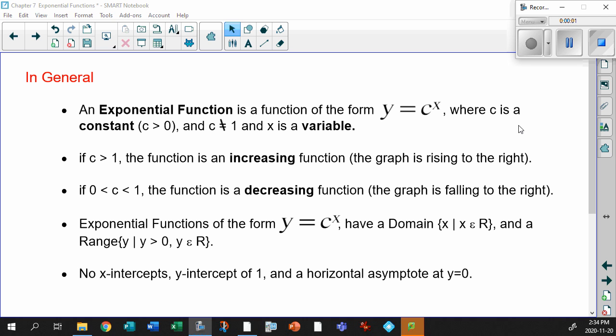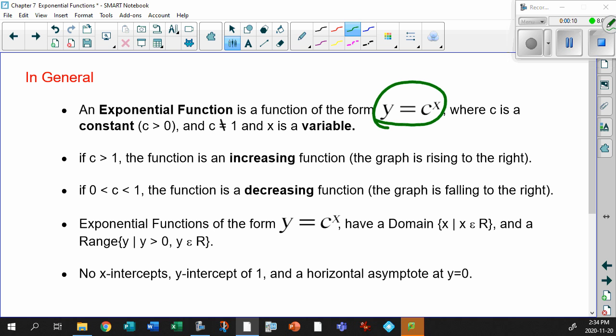Let's do a quick summary, and then we're going to go on to some really cool stuff. Okay, so let's summarize. An exponential function means the x has to be in the exponent. Now, there are some conditions here. C can't be equal to 1, and C is always greater than 0.